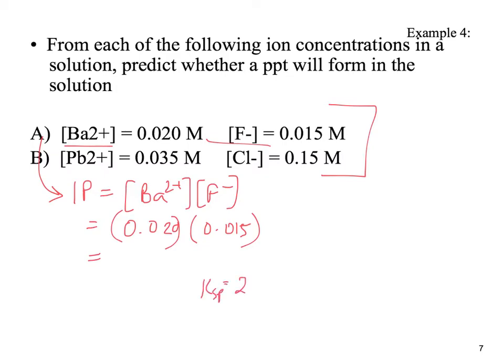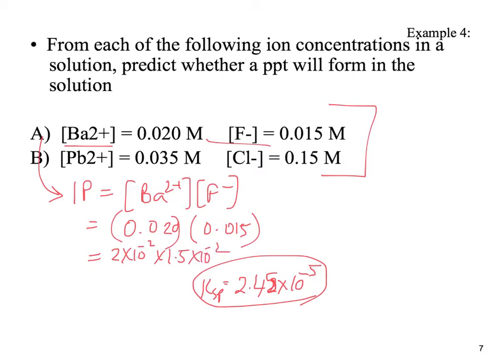So in your test, that entire table of all the values that you will be needing will be provided to you, and then it's up to you what you want to pick up. It's actually 2.45. Okay, so here I have 2 times 10 to the negative 2. Here I have 1.5 times 10 to the negative 2. And so I have 3 times 10 to the negative 4, which is higher than 2.45 times 10 to the negative 5. So yes, precipitation occurs.